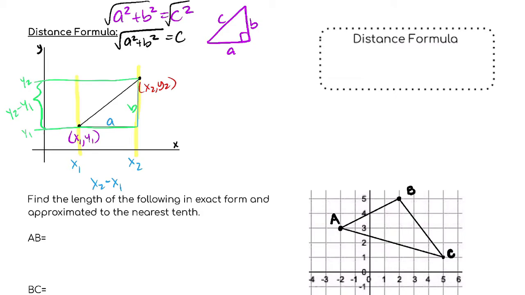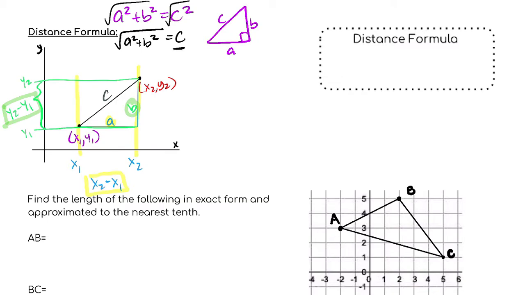So in order to get the distance along the line segment, which is C, we can replace A in the Pythagorean theorem with x2 minus x1, and we can replace the letter B with y2 minus y1. This will create the distance formula. So our distance is equal to, that's the C, the distance.